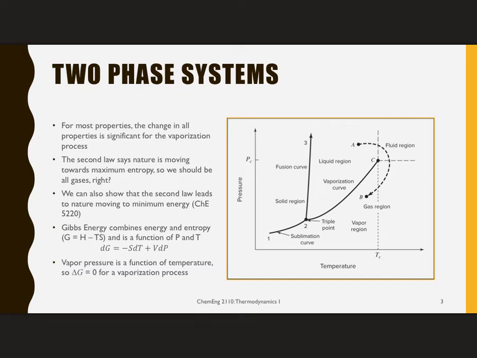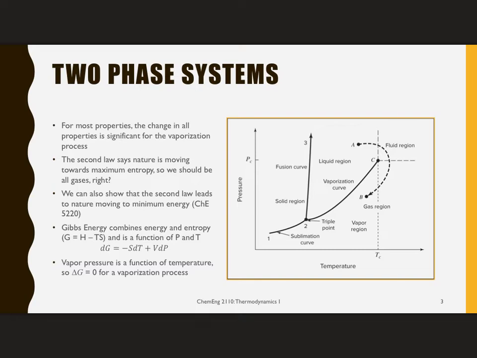Okay, so Gibbs energy is the energy function that is a function of pressure and temperature. It's a combination of energy and entropy, defined as H minus TS, and our fundamental relation for that is dG equals minus SdT plus VdP.